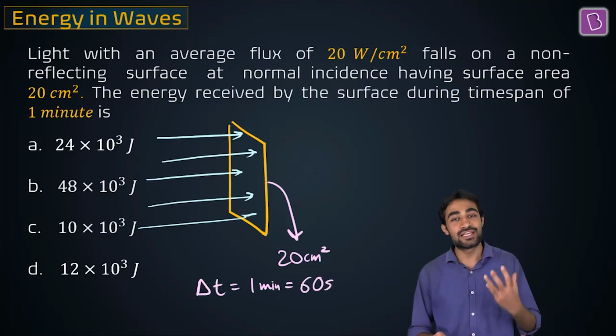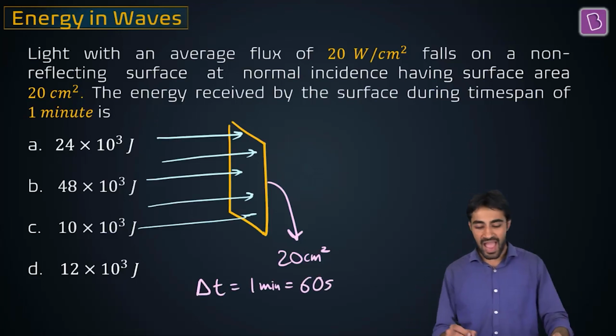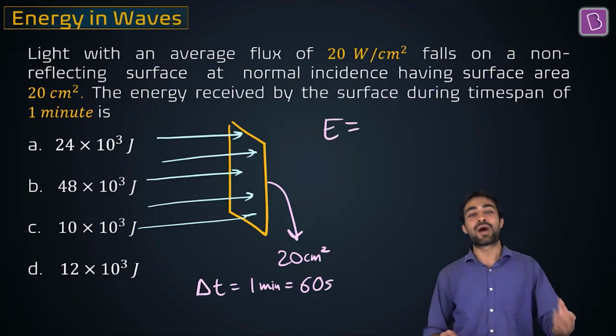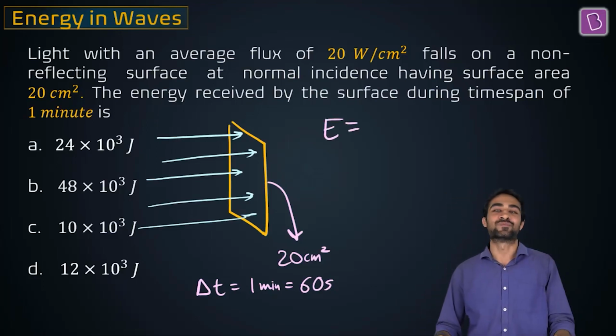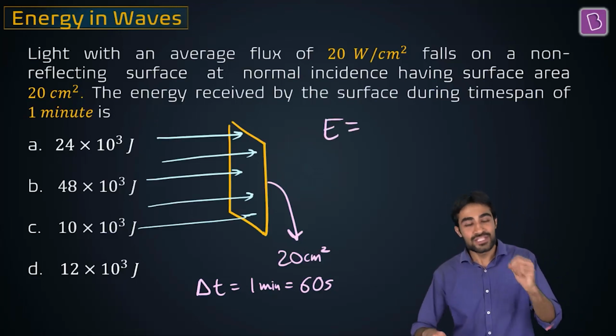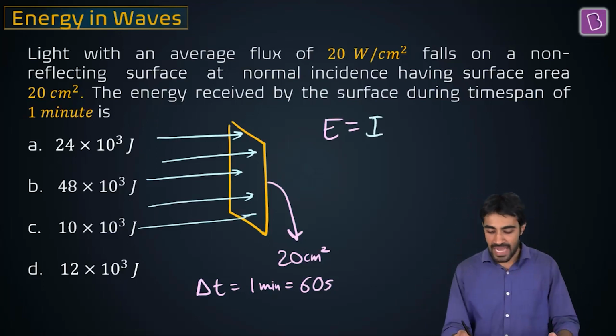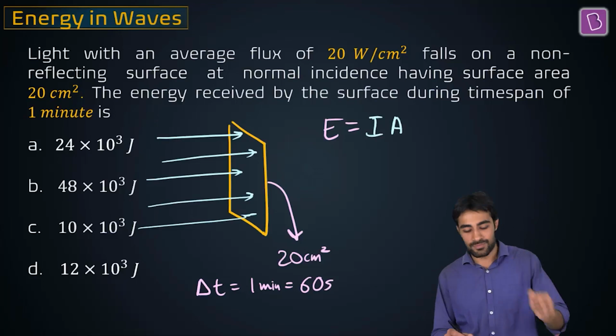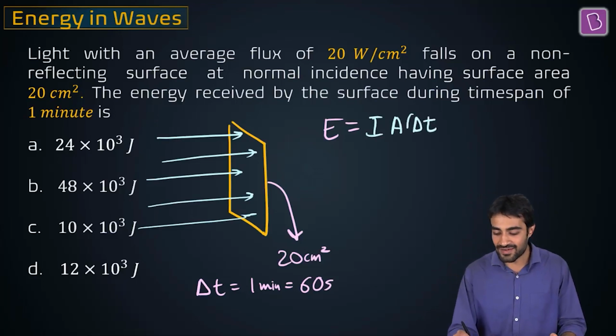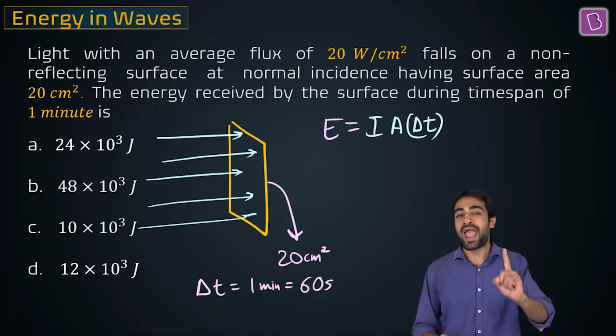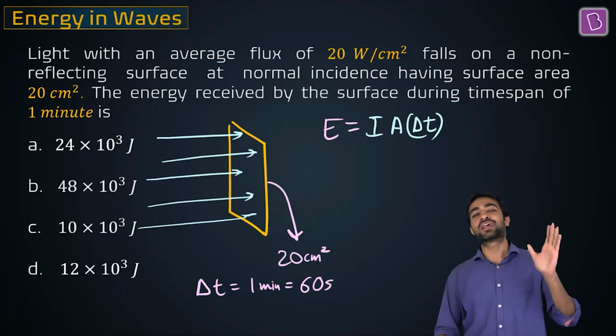How much energy is absorbed by this surface? This is the question. Now the energy absorbed by the surface would be the energy per unit area per unit time times the area of the surface times the time interval delta t. Note, no energy is reflected by this surface.